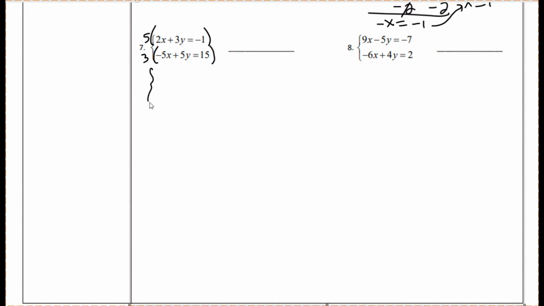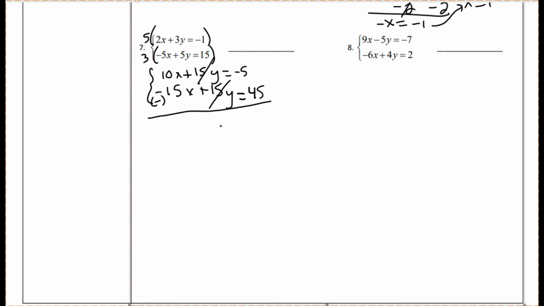So now here's my new system. We have 10x plus 15y equal to negative 5. Now we have negative 15x plus 15y equal to 45. All right, so now we got the 15y's to match. We can't add these equations, because if we add them, we end up getting 30y. So what we want to do is subtract the two equations, and that will cancel out the y. So now if we subtract these two equations, that becomes 0.